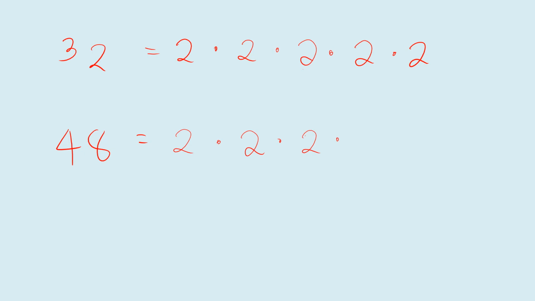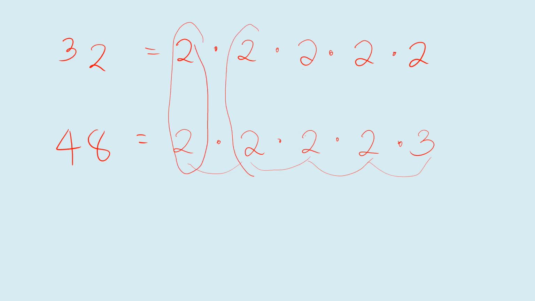2 times 2 is 4, times 2 is 8, times 2, 16. Because 48 is divisible by 16, where 16 can be multiplied to 3. And that will give you 48. So, therefore, the prime factors are 2 times 2, which is 4, times 2, 8, times 2, 16, times 3, 48.